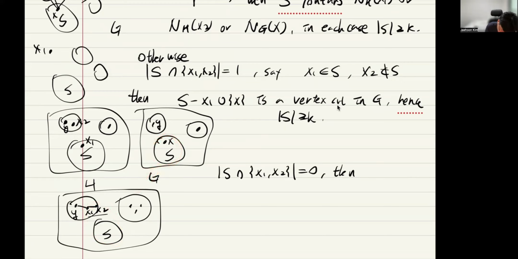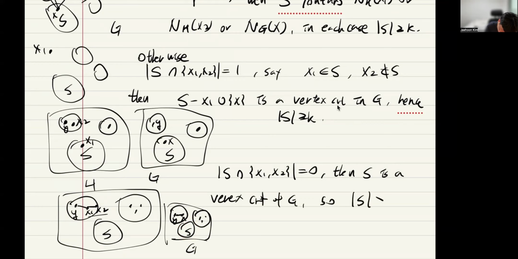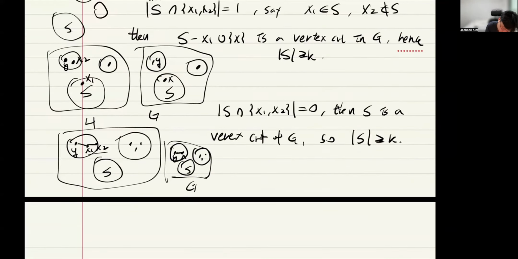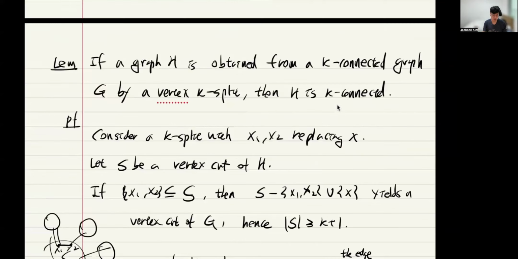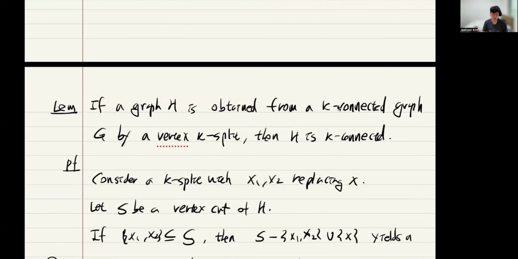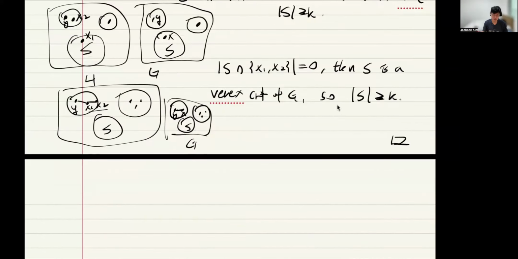So in G, what? You have S, then y and x here as well, and then another component. So this is again a vertex cut of G. So in any case, it's a vertex cut of size at least k. And also, once you apply the k split, then H has at least k plus 1 vertices. That's for sure. That's automatic.